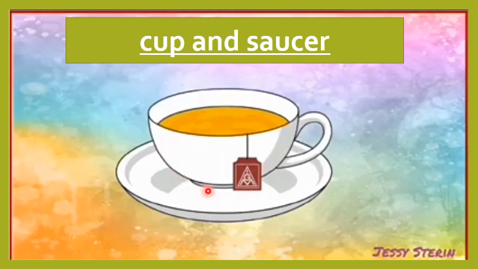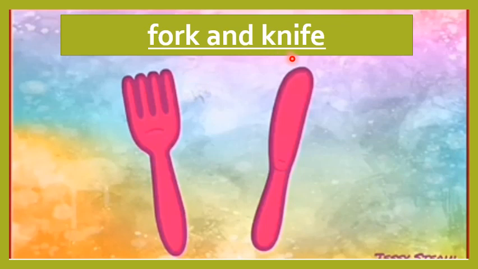See, what are you seeing in this picture? Correct. It's a cup and saucer. So cup and saucer is a word pair. This cup and saucer, we call it together, cup and saucer. Fork and knife. These two things also come together. Fork and knife to eat something, Chinese dishes or dosa and all. We need fork and knife.